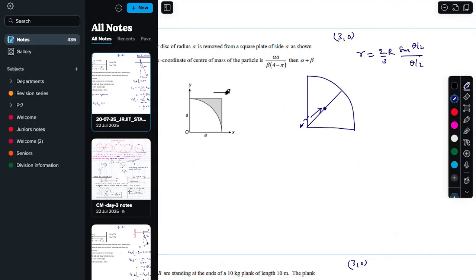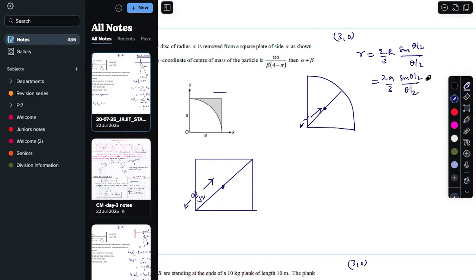Next, it is a square also actually. If it is a square, the center of mass is located exactly at a distance a by root 2. You know, here a is nothing but R. So this is 2a by 3 sin theta by 2 by theta by 2. That is R.